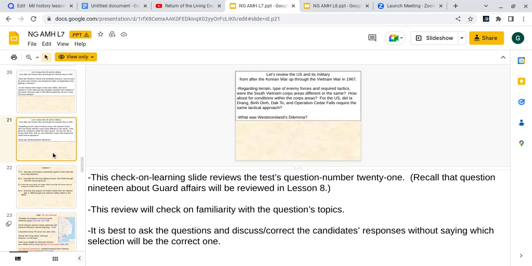Then for the U.S., did La Drang, Bin Din, Dak To, and Operation Cedar Falls require the same tactical approach? No, it required all different tactics. For La Drang, if you remember, they used air mobile divisions, and then for Dak To, they used airborne infantry. For Bin Din, they had to use counterinsurgency to fight against the Viet Cong, because that's where they were really heavily infested there in Bin Din. And then for Operation Cedar Falls, they're still fighting against the Viet Cong because the Viet Cong were infesting Cedar Falls. However, they used conventional sweeps, which is more of a regular army, non-guerrilla type of fighting, but they're trying to secure their borders.